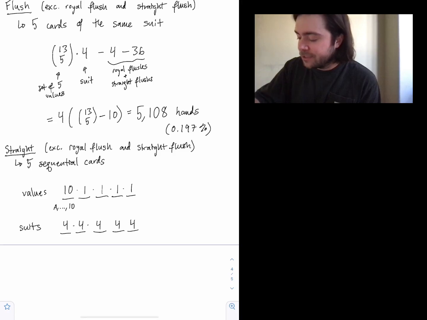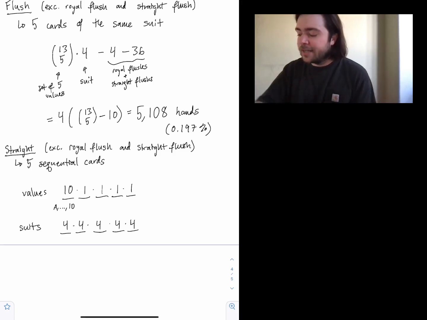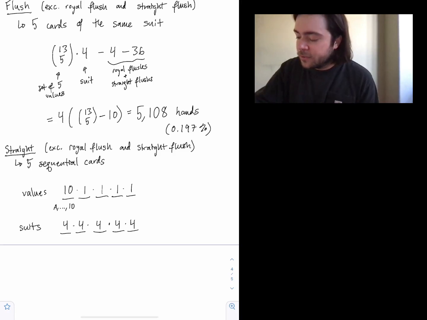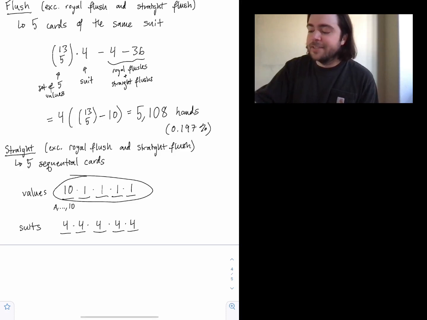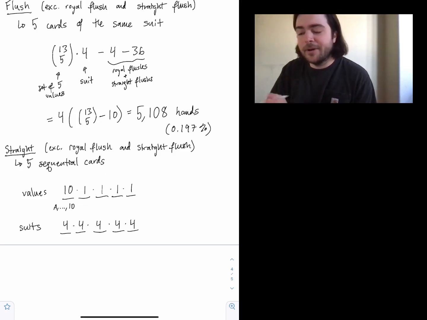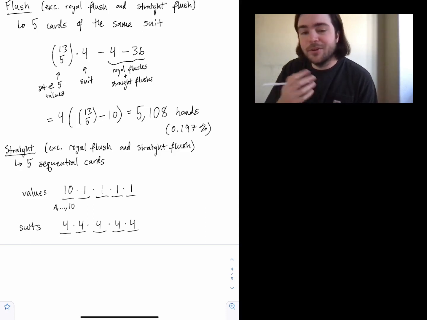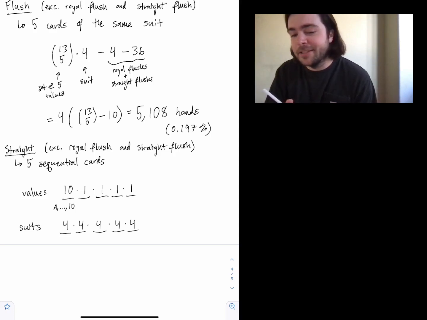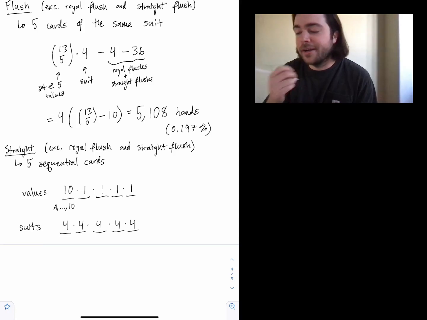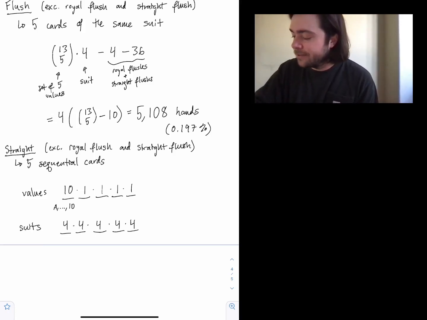I'm completely free to choose the suits, and I never have to worry about using up a suit for a future card because I know all of these values are different. So there's no possible way the cards can be the same. Whether their suits are the same or not, the values are different. So I'm never going to get in a situation where I want to include a card, but I've already used it. So I'm free to choose the suits however I want.